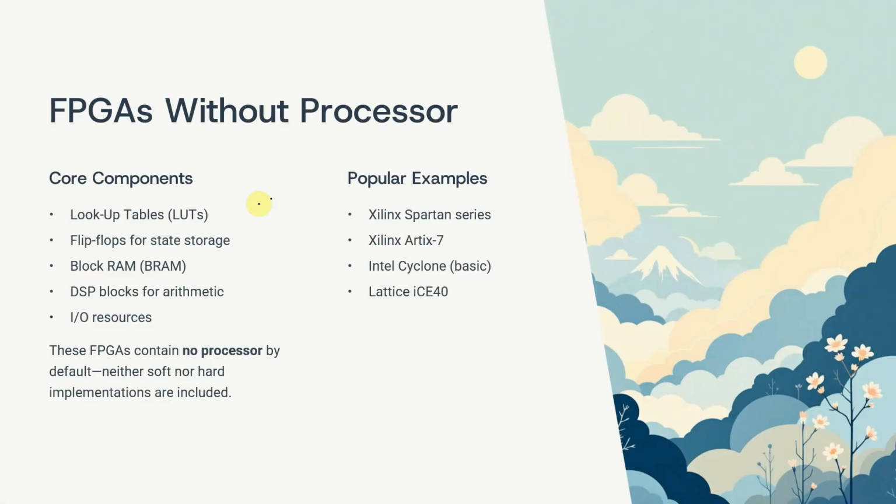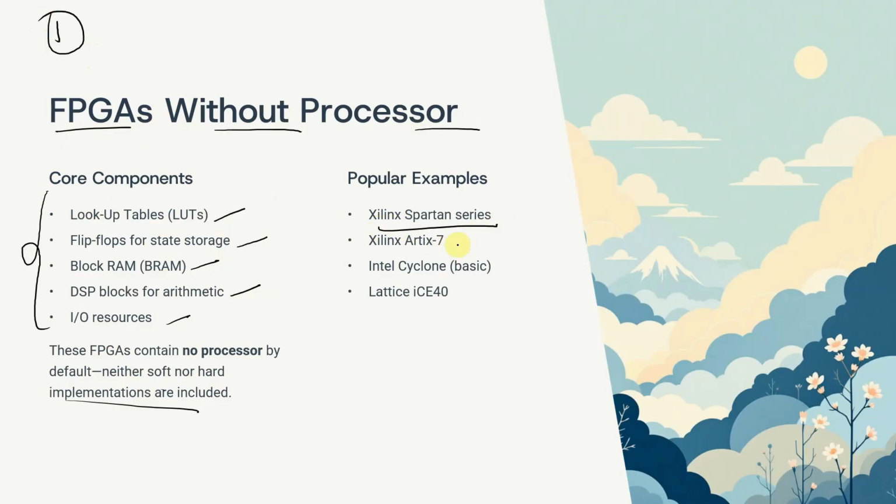Okay, let us see this particular example. FPGAs without any processor, where we are not going to have any processor inside the FPGA. What we are going to have is lookup tables, flip flops, BRAMs, DSP blocks, and IO resources. We have discussed all this in our previous sessions also, right? This FPGA is not going to contain any processor, neither soft nor hard implementations are included in this category. This is category number one. Examples of this are the Spartan series, Artix-7, Intel Cyclone, or Lattice. These are all examples where you are not going to have any processor inside.